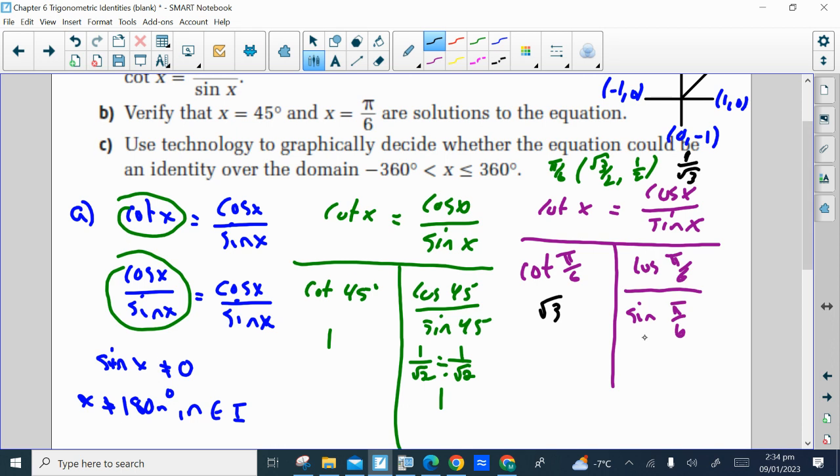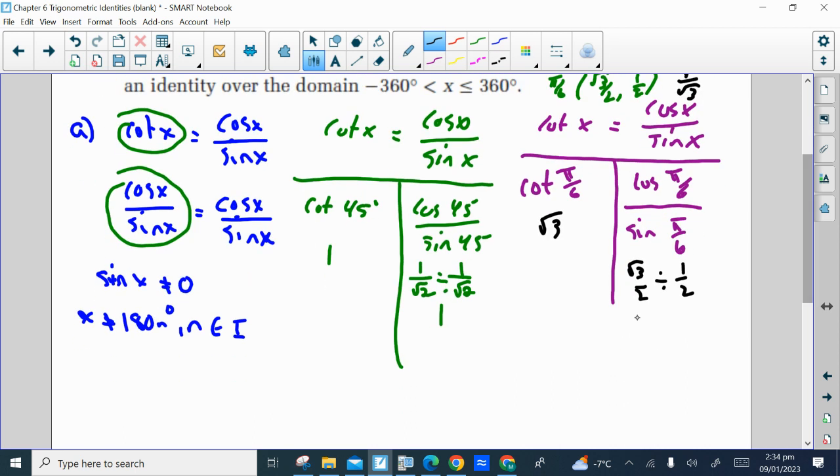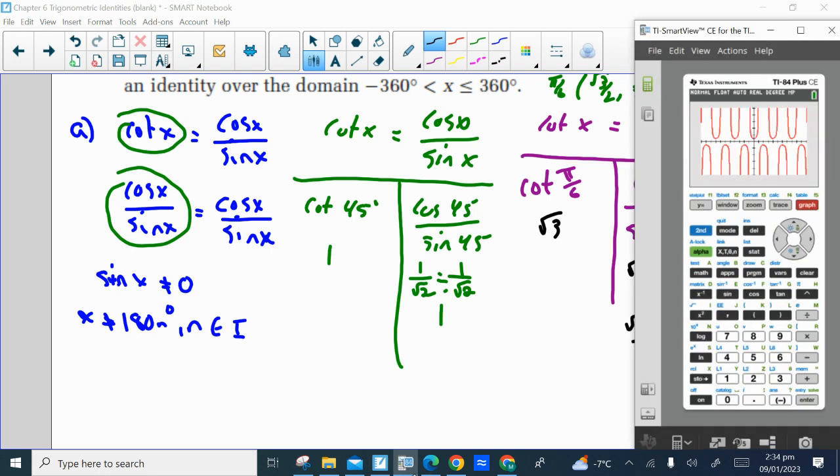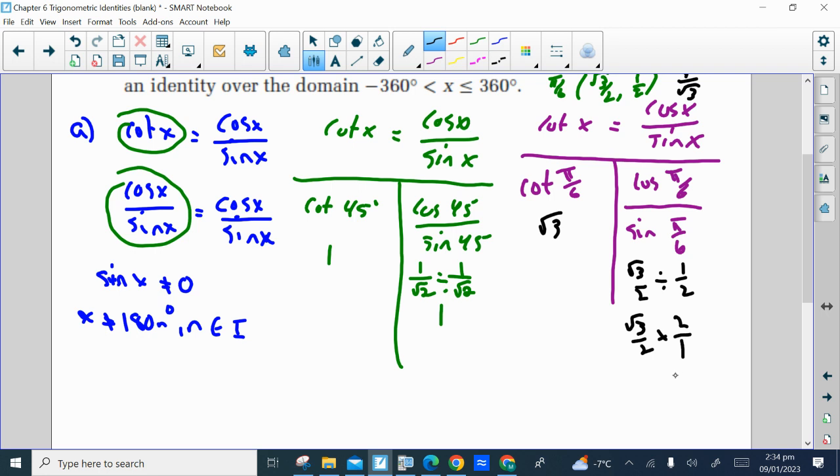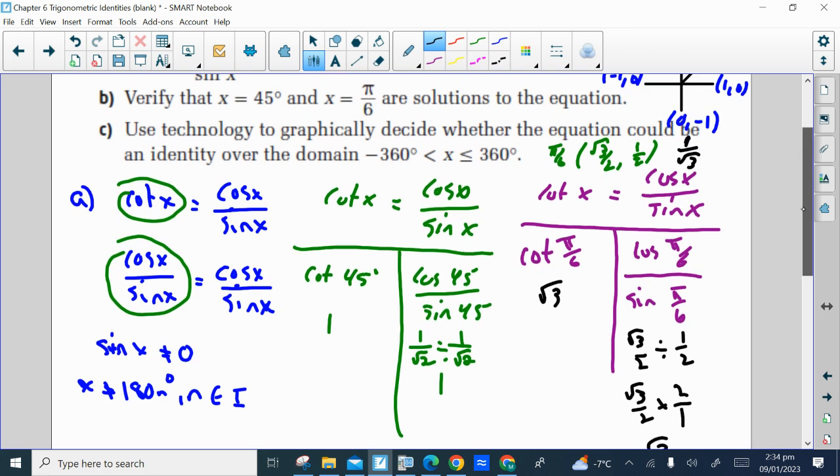And on the right side, you'll have the cosine, which is root 3 over 2, divided by the sine, which is 1/2. To divide by a fraction, you multiply by the reciprocal. And when you do that, the 2's cancel and you're left with root 3. Same thing as it's on the left side. So we've just shown that this statement is true for those two specific angles.